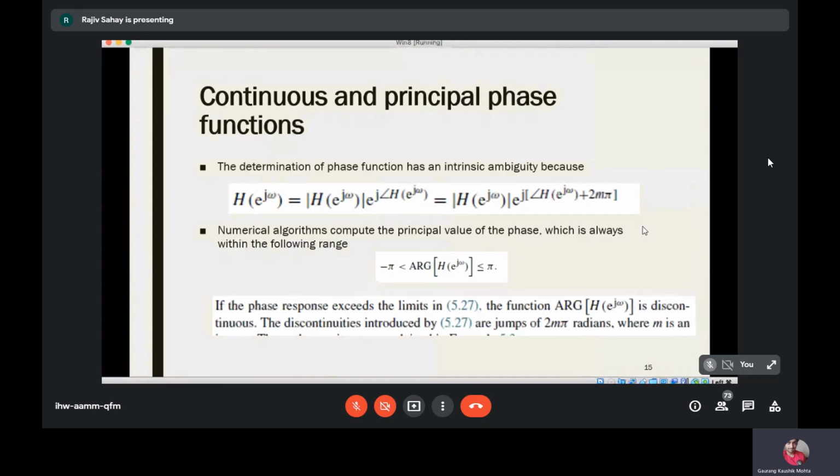Okay, so this is the idea of continuous and principal phase functions. This range is called the principal value of the phase. And if you have a continuous function with jump discontinuities, then that is denoted by psi omega. We'll look at that symbol in just a short while. So the phase function has an ambiguity that you should understand.